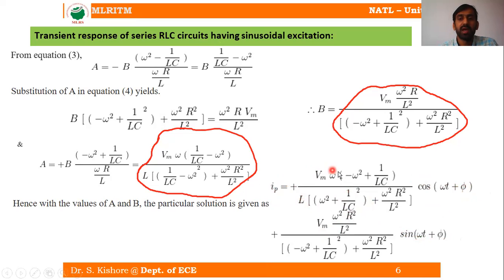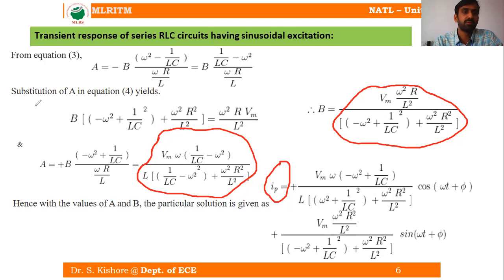right? So we got the values of A and B, and substituting them, you came across the particular function, that is IP. While calculating these A and B values, you should be very, very particular. Why? Because here we do not have a single variable or double variable. Vm is one term, omega is another, R, L, C. It's a complex equation, so you should calculate very carefully. If you make a mistake in even a single term, the complete solution is going to become wrong.